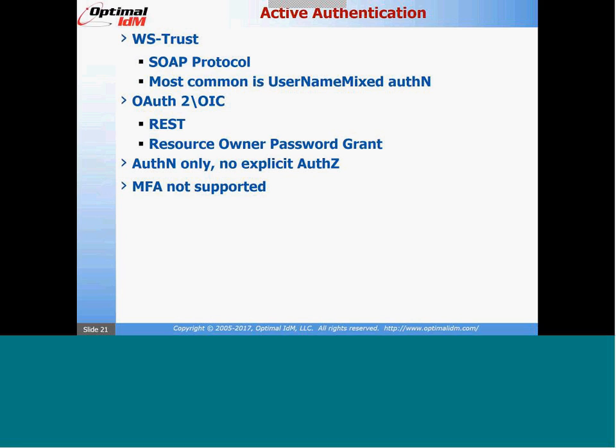OpenID Connect is REST-based as opposed to SOAP. The grant we're talking about is the resource owner password grant. This is authentication only. There's no web page involved. There's no explicit chance for the user to authorize the requested grant, the scope. Multi-factor authentication is not supported in this scenario because a user ID and password is sent.